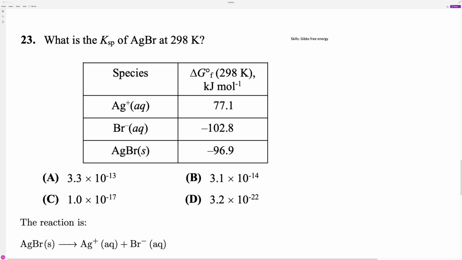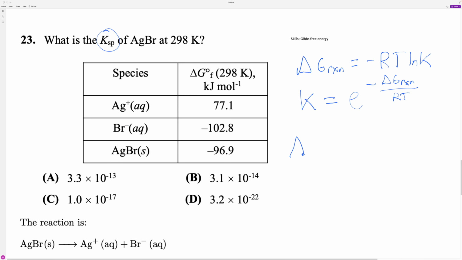The equation that we're going to use for this is delta G of the reaction is equal to negative RT ln K. And we're asked for the K, so let's rearrange for that. We have K equals e to the power of negative delta G reaction over RT. Now from here, we're just going to do some computation to find this K value. The very first step is going to be to find our delta G reaction.